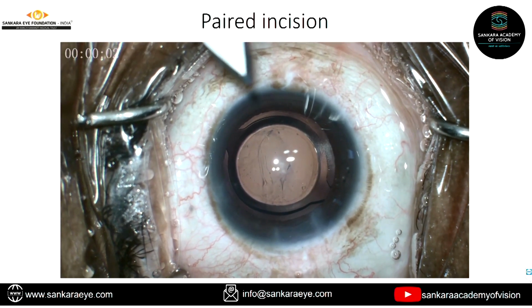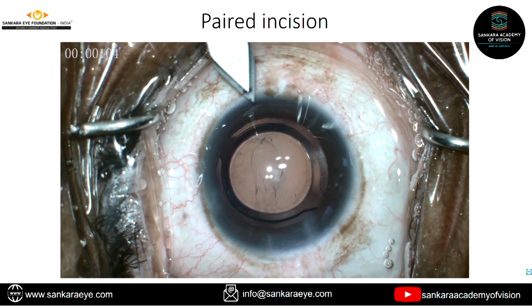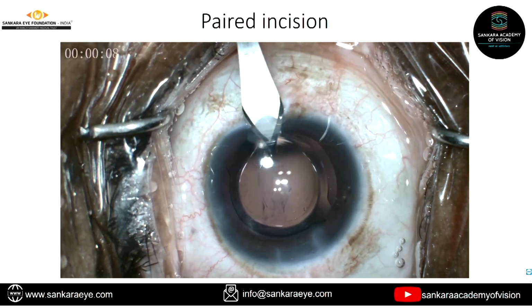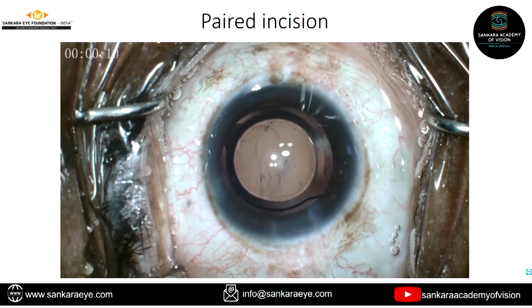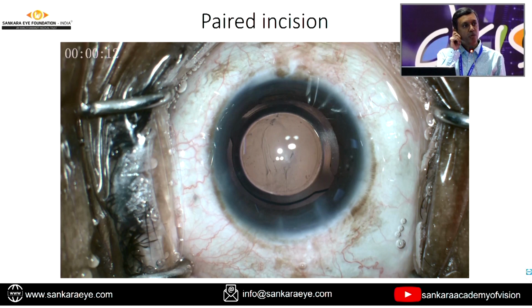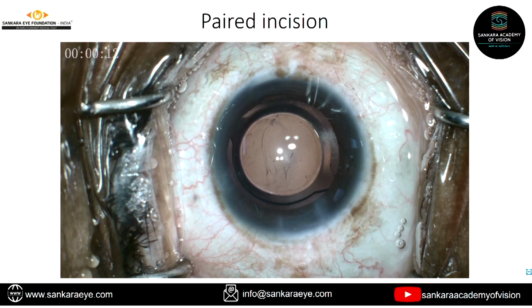Next one is paired incisions. If you have a patient with around 1 diopter of astigmatism, you make another entry exactly opposite, 180 degrees, for a paired incision. It helps to reduce the astigmatism by around 0.5 to 0.75. Still, make sure there is adequate visco in the anterior chamber. Some do this step before surgery, before starting phaco, but ideally it should be done after insertion of the IOL so that there is no turbulence in the anterior chamber.